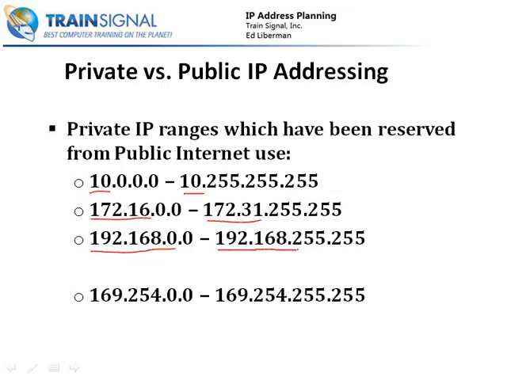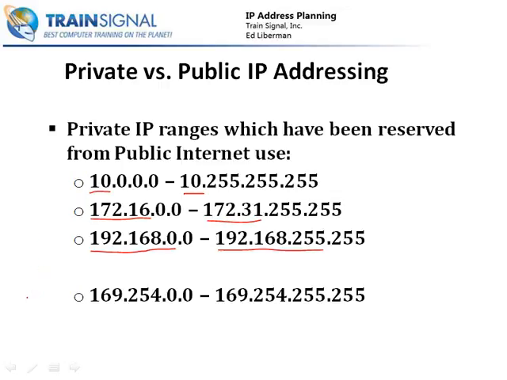Now a lot of people think of this as a B class range because they hear it as just the first two octets, but technically it's 192.168.0 dot anything, 192.168.1 dot anything, all the way up through 192.168.255 dot anything. So there are 256 C class ranges that have been reserved. These are all private IP ranges that are not valid on the internet.